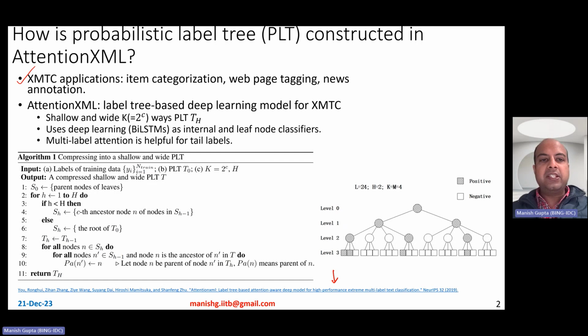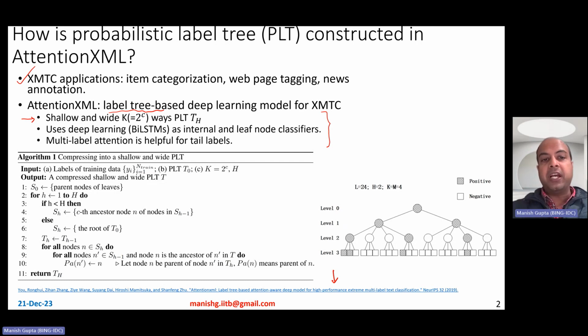So Attention XML is essentially a combination of deep learning and the label tree based Parabel method for extreme classification. Essentially, it has three things which I'll talk about in the next 2 or 3 slides. First, a shallow and wide tree compared to the Parabel method. Remember, in Parabel, they proposed to create a tree with just a left and a right child, just 2 children per node. But Attention XML believes that if you have just 2 children per node, you can end up with very tall trees, and that can lead to lower performance.